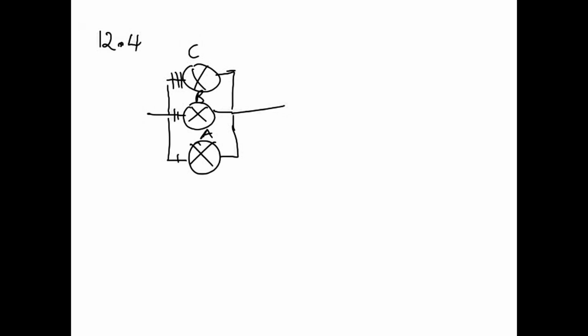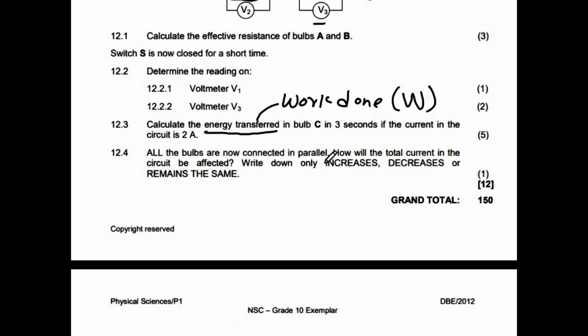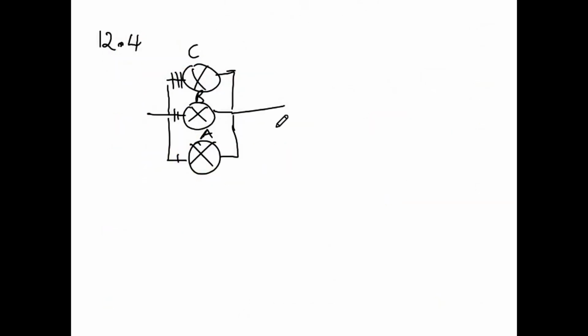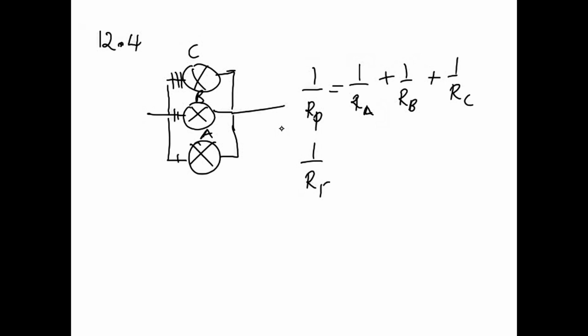So now they're saying, what was the question again? How will the total current be affected? So using this, you can find the effective resistance by saying 1 over Rp is going to be 1 over Ra plus 1 over Rb plus 1 over Rc. And we just substitute the known values. Remember, when you're writing, there's no need to include all of these steps, because by the time you write, you will know how the total current will be affected.